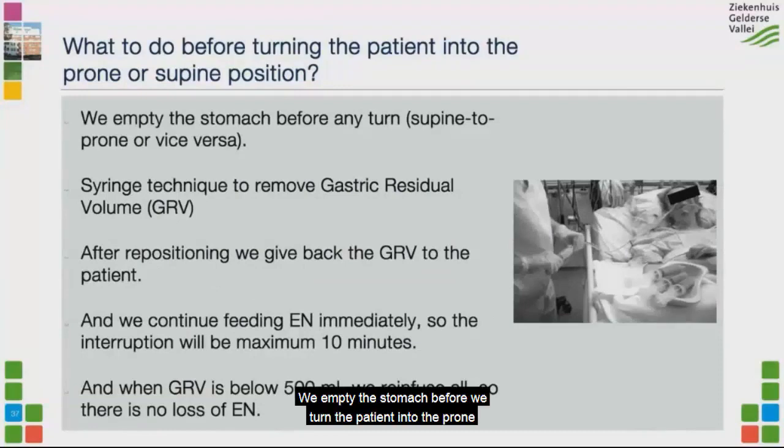We empty the stomach before we turn the patient into the prone position, or the other way around, from prone to supine. We remove the GRV with the syringe, and after repositioning, we give back the GRV to the patient through the feeding tube. So in general, we interrupt this feeding only for 10 minutes. And when the GRV is below 500 mL, we reinfuse all the GRV, so there's no loss of enteral nutrition.